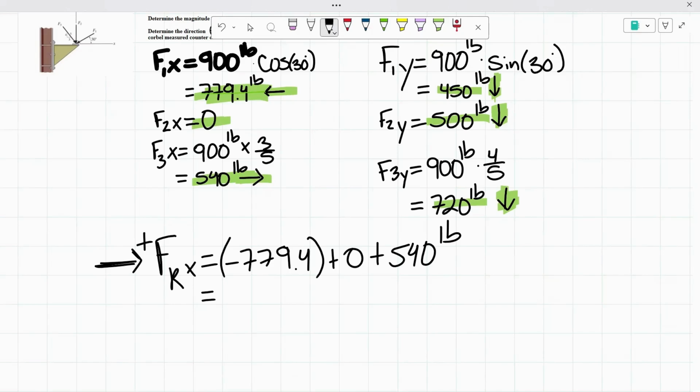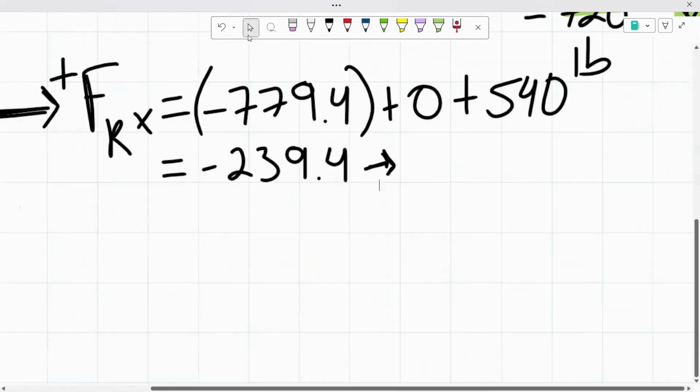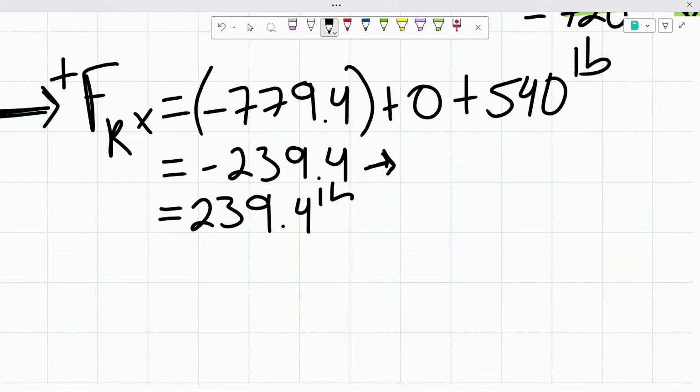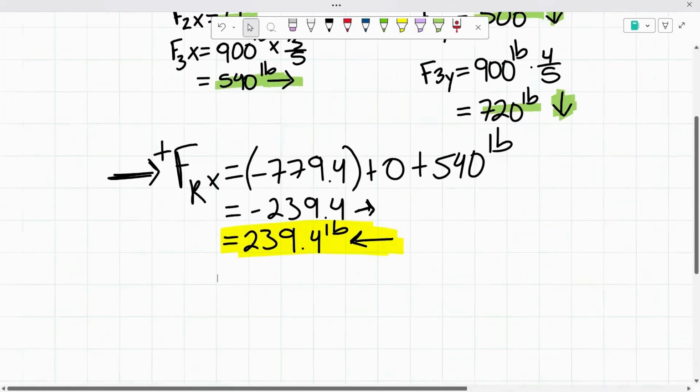And if we add that all up, we get negative 239.4 pounds going to the right, but we want to work with positive numbers. We don't want to deal with negative numbers. So we're simply going to rewrite that as 239.4 pounds going to the left. So that's the sum of our horizontal components.